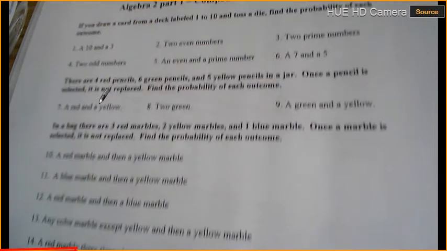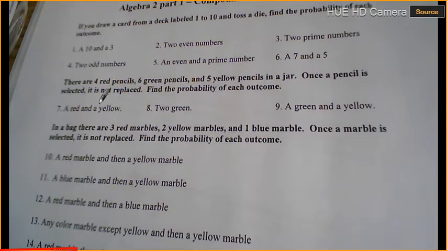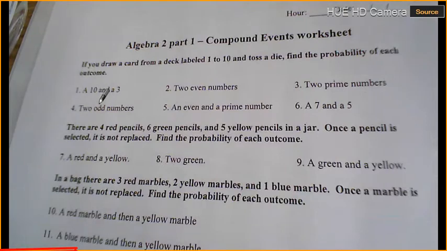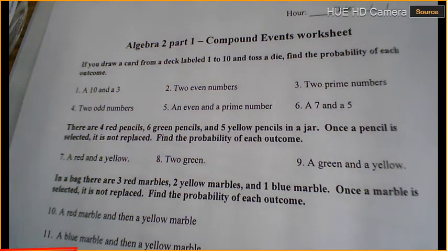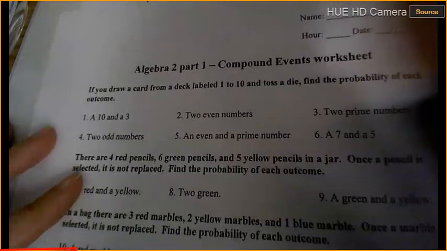So the first thing we're talking about is if you draw a card from a deck labeled 1 through 10 and toss a die. We're not dealing with 2 dice here. We're not dealing with a traditional deck of cards. We're dealing with cards that have a 1 through 10. So I'm going to write my little sample space right here at the top because sometimes that's easier. I've got card 1, 2, 3, 4, 5, and I've got card 6, 7, 8, 9, and 10.